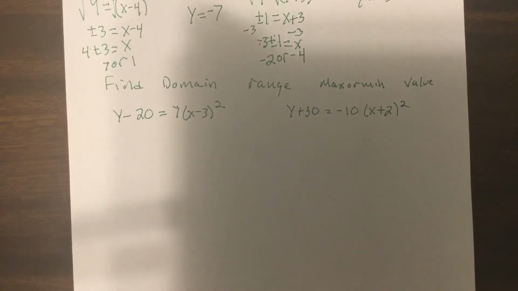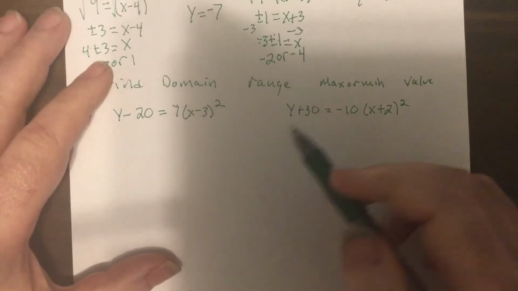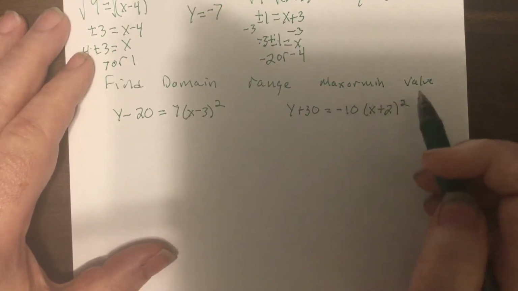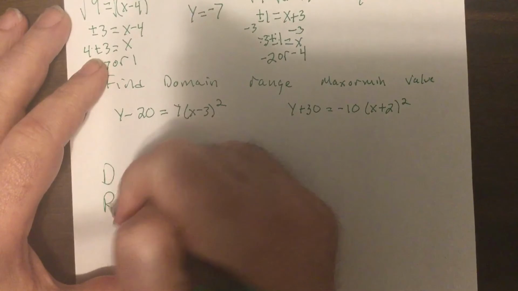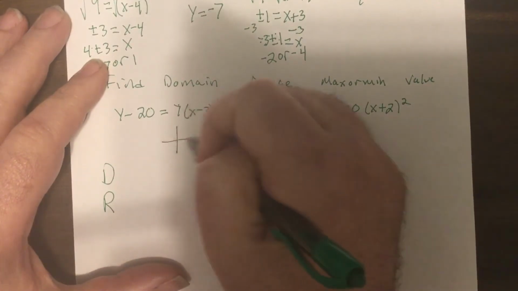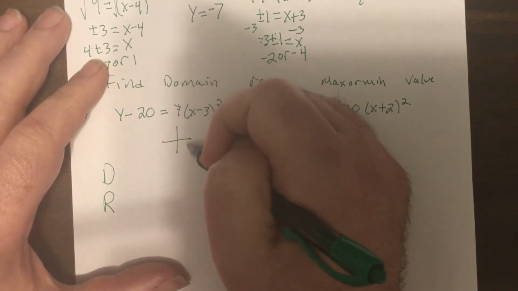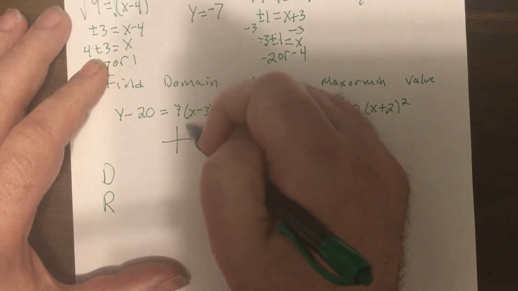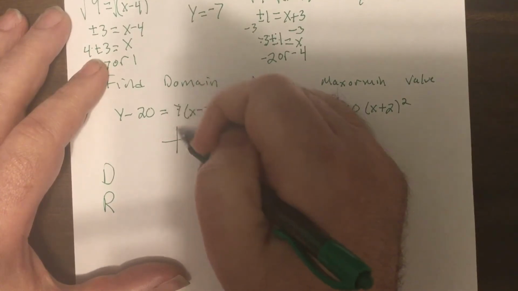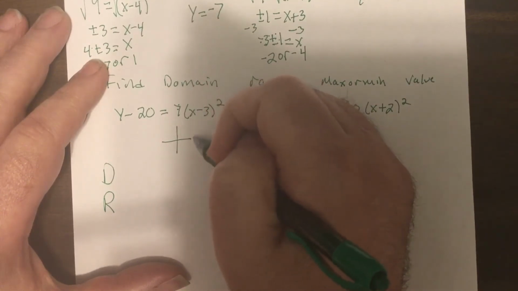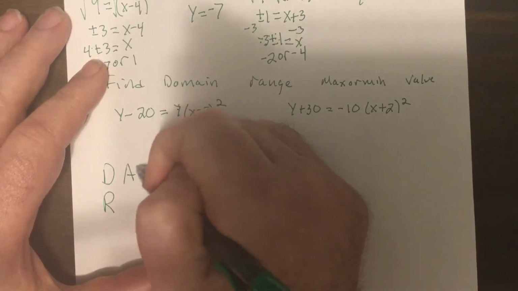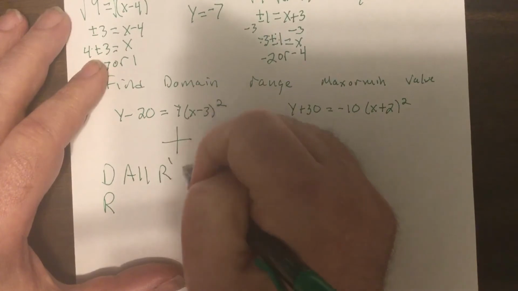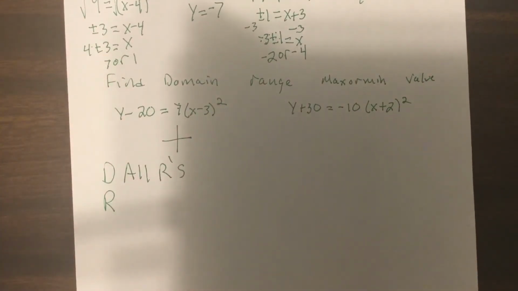Now, find the domain, the range, is it a max or min, and what's the value? Now, if you have a parabola that opens up, and this is positive, so it's opening up, that means it's going left and right forever. If it opens down, it's going left and right forever. So domain would be all reals for a parabola that opens up or down.